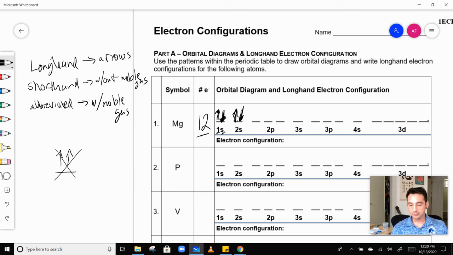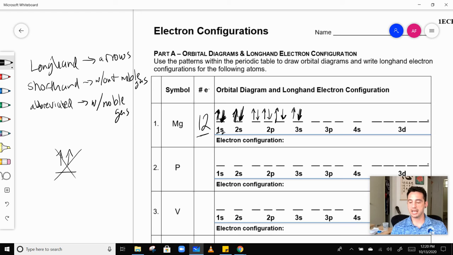Next one, Hund's rule. So 2p, we're going to put one in each before we start doubling them up. So we put one in each, and then we're going to double them up. And again, Pauli tells us that they have to be opposite. So we have 2, 4, 6, 8, 10. And we need two more, so two more go in the 3s.